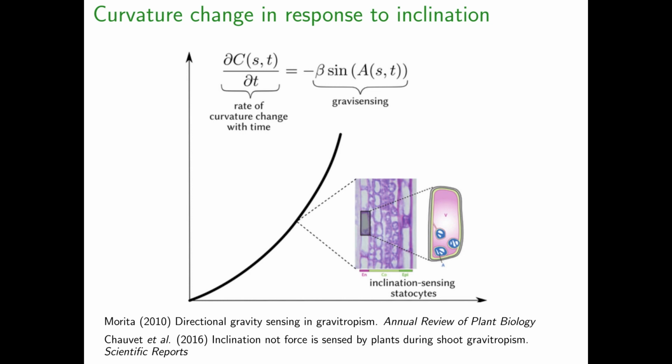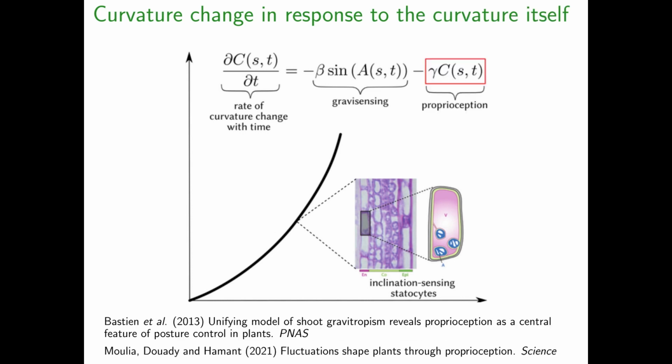But a modeling approach demonstrated that inclination sensing was not sufficient to explain the gravitropic movements and the final posture of plant. Plants are also able to read their own shape to grow straight. This means that plants can sense their curvature and respond to it. This is called proprioception and is essential for the gravitropic response.